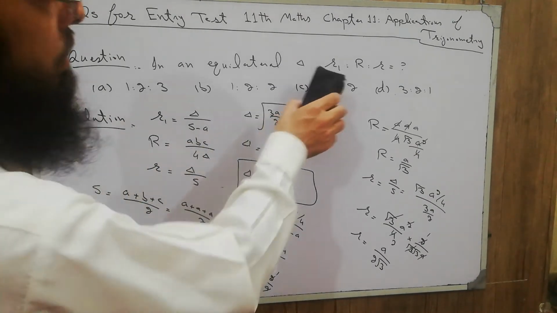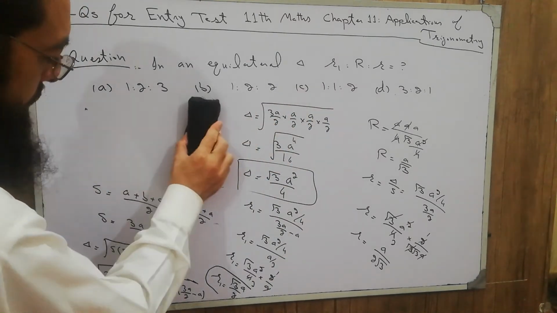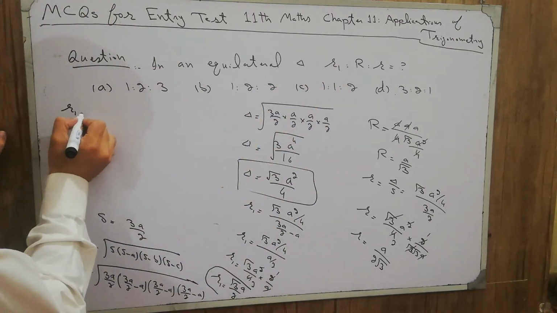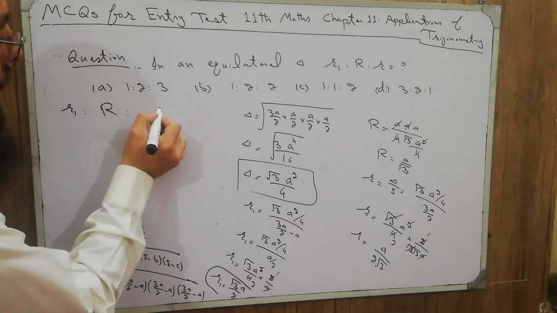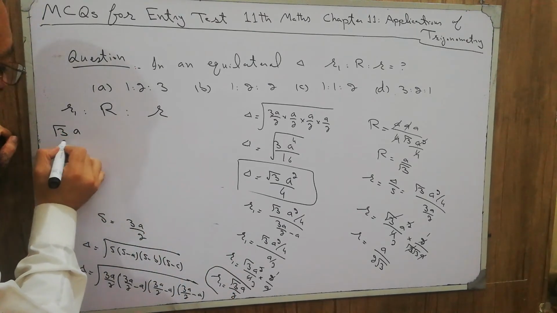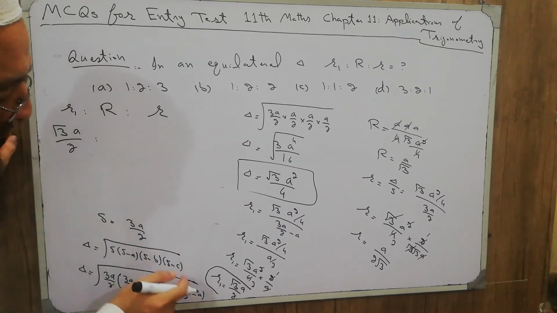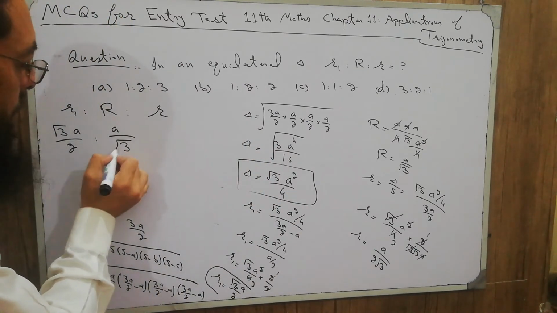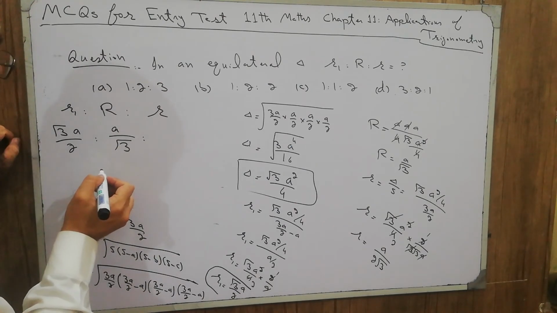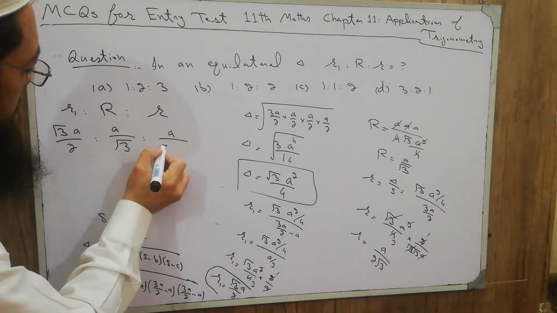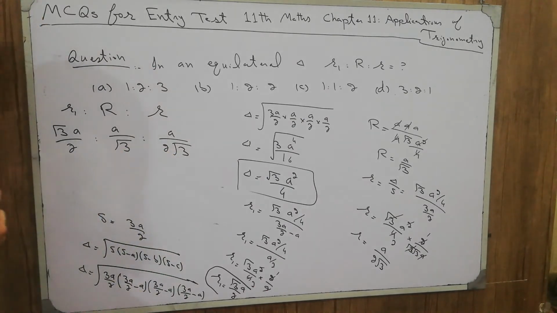So, r1 ratio R ratio r. r1 is equal to the square root of 3A divided by 2, ratio capital R is equal to A divided by the square root of 3, and small r is equal to A divided by 2 into the square root of 3.